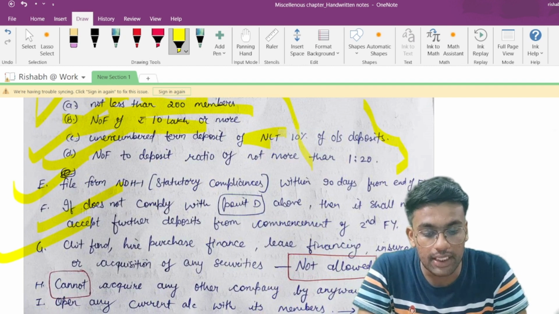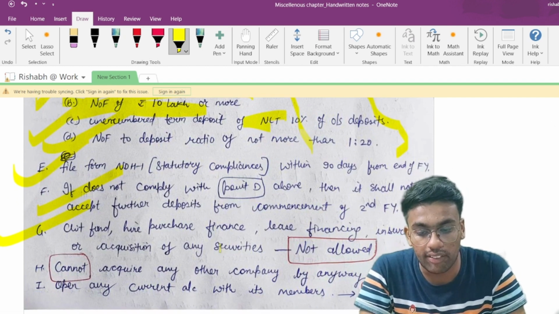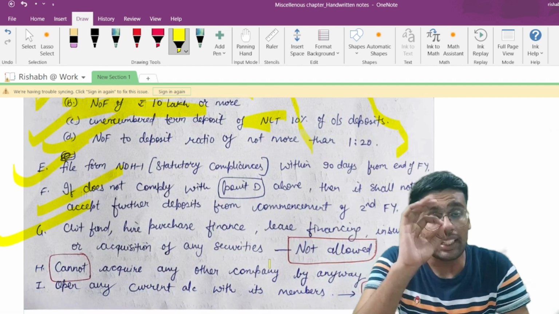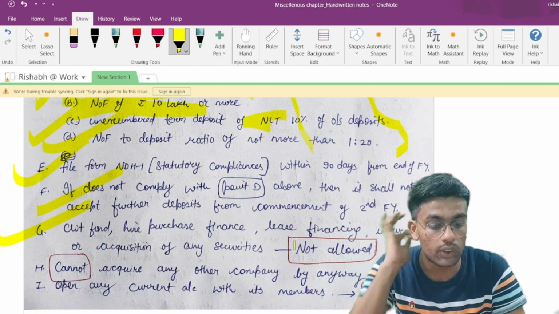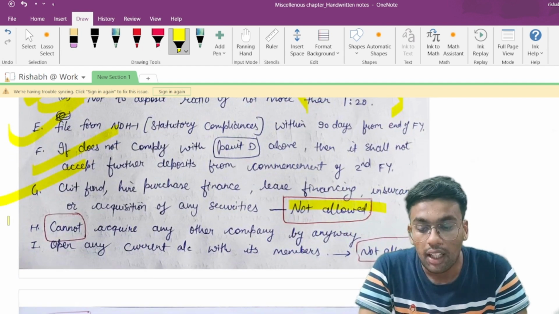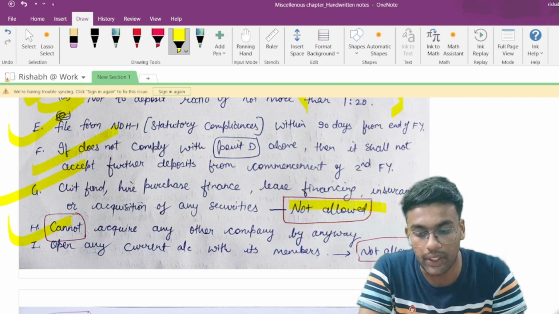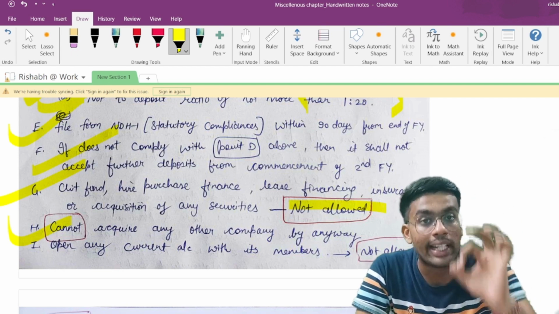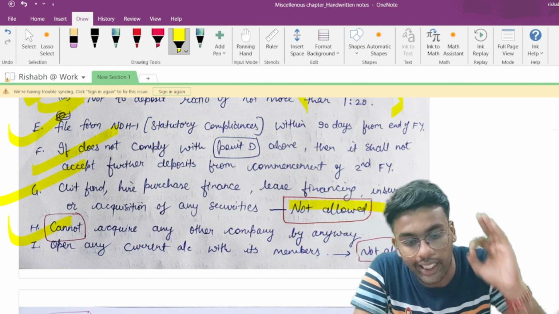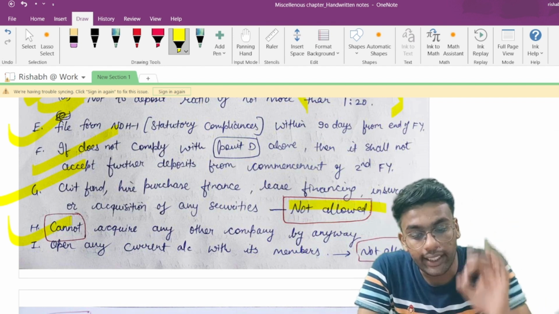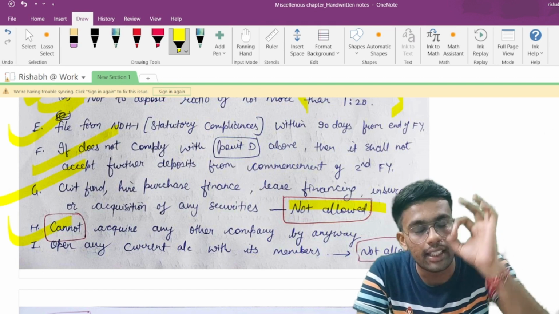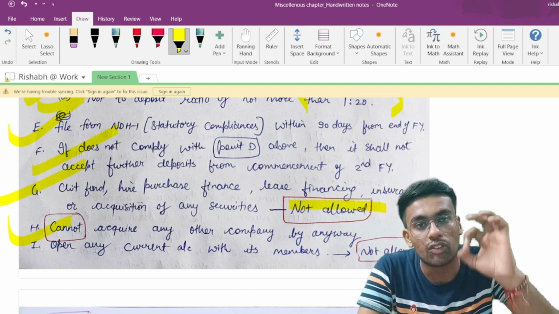Chit fund, hire purchase, finance, lease financing, insurance or acquisition of any securities is completely prohibited to the Nidhi company. Very important. Again, this point number H, I, J, these subsequent points are very, very important from an exam perspective. Cannot acquire any other company by any way. Matlab, a Nidhi company cannot hold any kind of subsidiary. Open any current account with its member. That means a Nidhi company cannot open any kind of current account for its members.